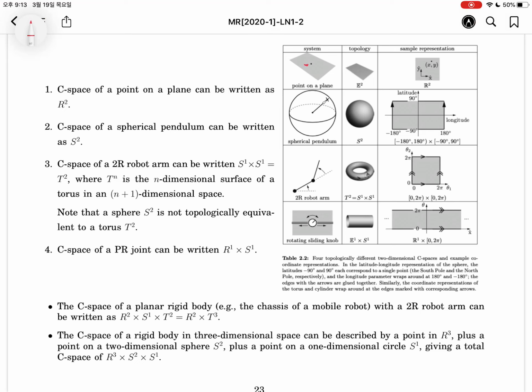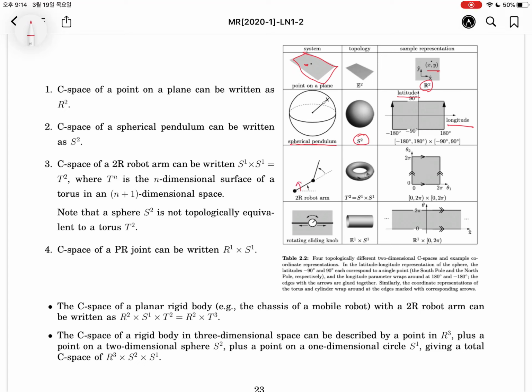Okay, let's take the point in the plane. In this case, R2 is enough because it takes the two coordinates x and y. On the other hand, for the spherical pendulum, we need coordinates such as the longitude and the latitude. So it is the surface of the sphere, S2.